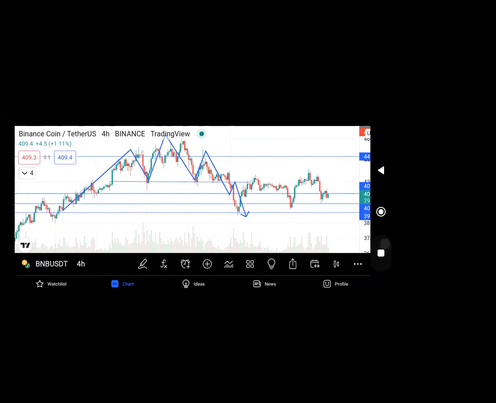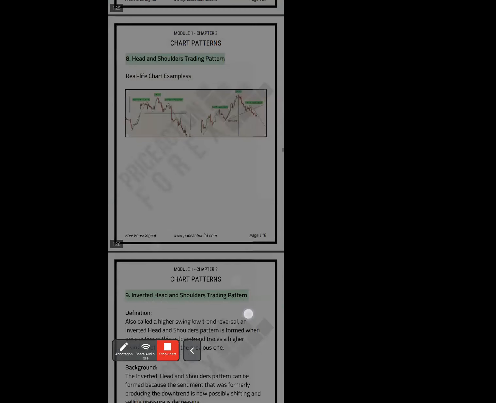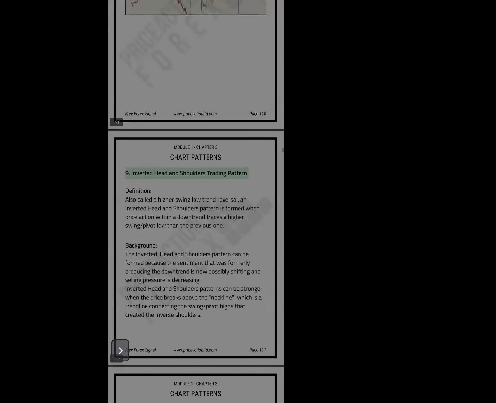Let's get to the next one we have here. The next thing we have here is the inverted head and shoulder pattern. Now, why do they say it's inverted? It means this one is upside down. It appears within a downtrend, and is used to know the beginning of an uptrend.